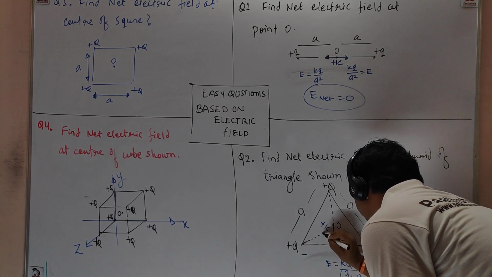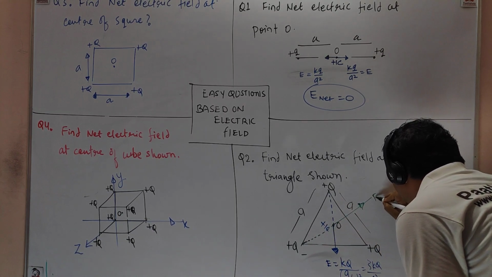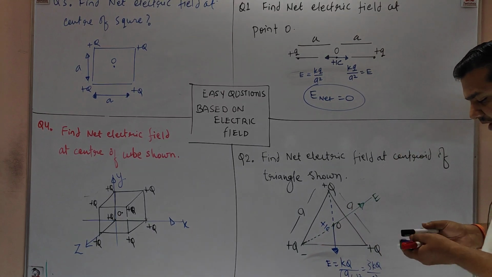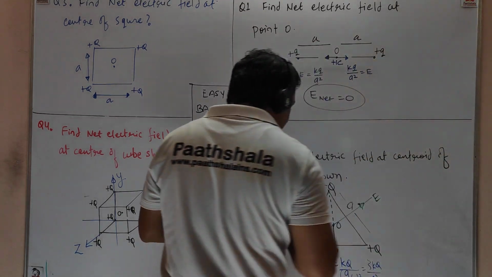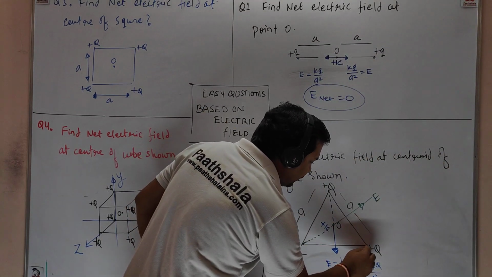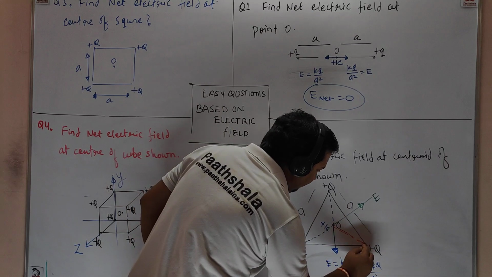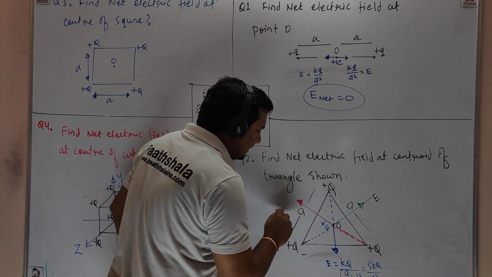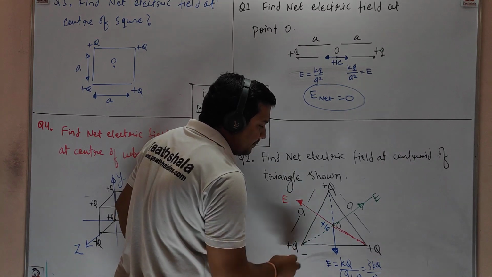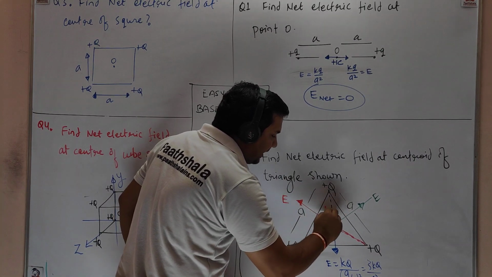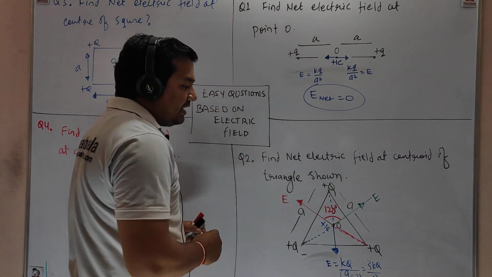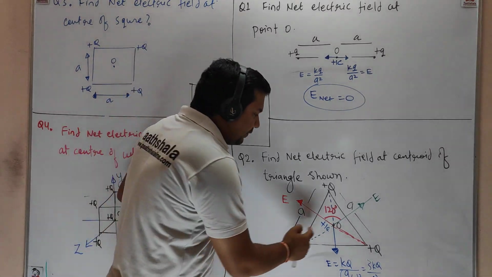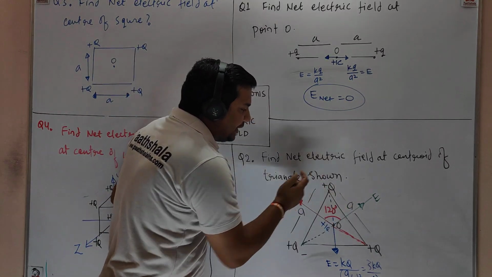along the line joining, away, agree? And the same amount of electric field will act in this direction along the line joining, away, like this. This is also E. Okay, this angle is 120 degrees. I think everyone knows this angle is 120 degrees. So the resultant of these two E will be E upward.